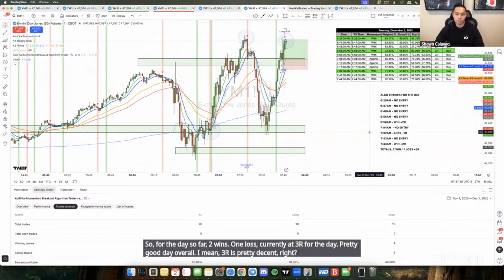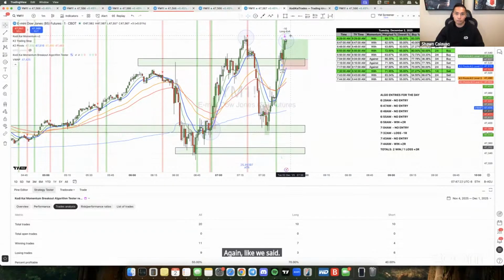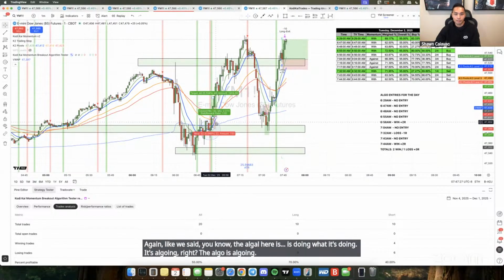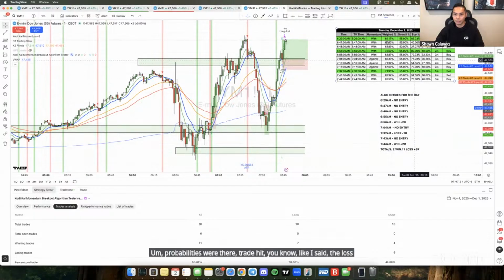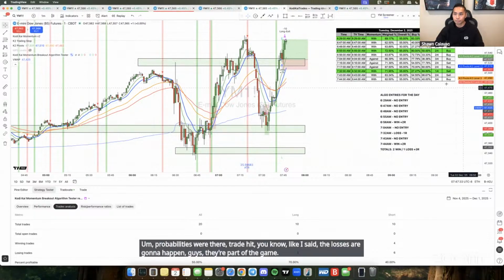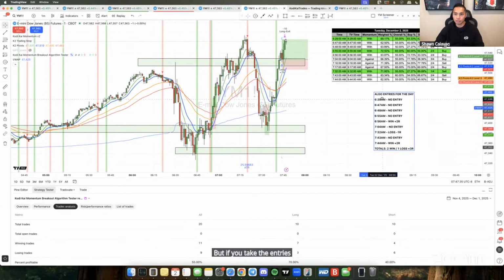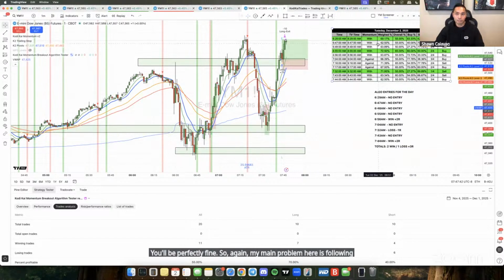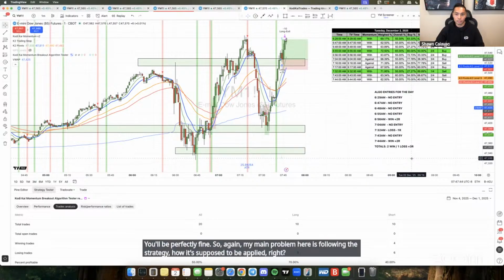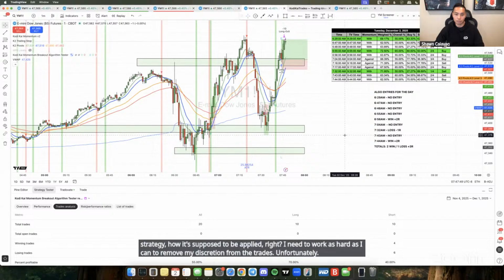If you're taking pretty decent contract size or if you're taking multiple accounts. Again, like we said, the algo here is doing what it's doing. It's algoing, right? The algo is algoing. Probabilities were there, trade hit. Like I said, the losses are going to happen, guys. They're part of the game. But if you take the entries as they're supposed to be taken, you'll be perfectly fine. So again, my main problem here is following the strategy as it's supposed to be applied, right? I need to work as hard as I can to remove my discretion from the trades. Unfortunately, that's just my biggest problem.